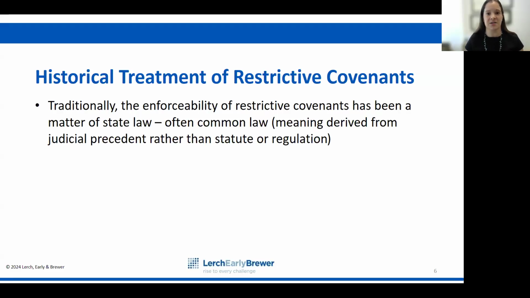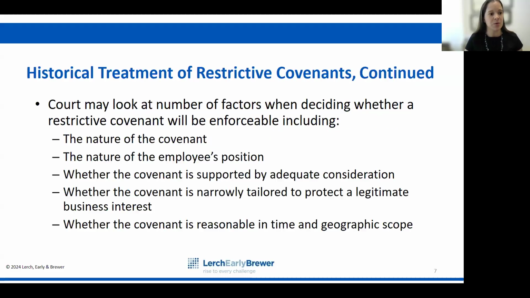So just because there is not a statute in your jurisdiction does not mean that there's not going to be law applied and questions asked about whether your restrictive covenant is enforceable. Historically, courts looked at a number of factors when determining whether a restrictive covenant would be enforceable. That included the nature of the covenant: is it a non-compete, a non-solicit, a non-disclosure? And what's the employee's position? All of these items I was talking about are the same types of considerations a court is going to look at if they're being asked to enforce a restrictive covenant.